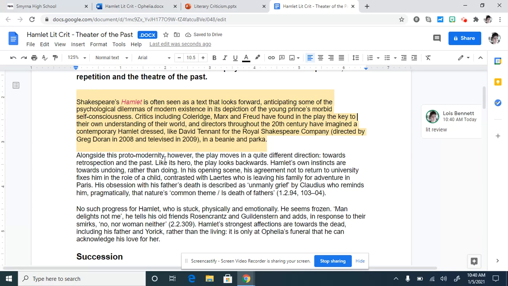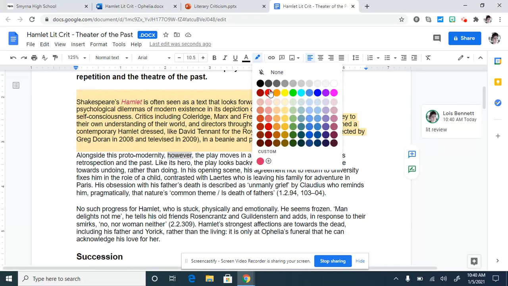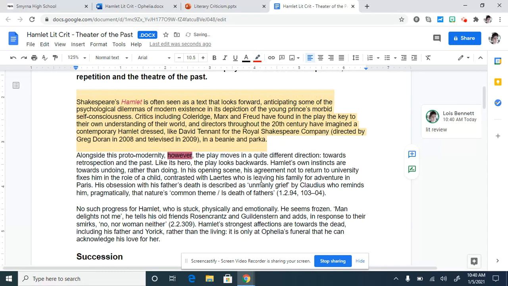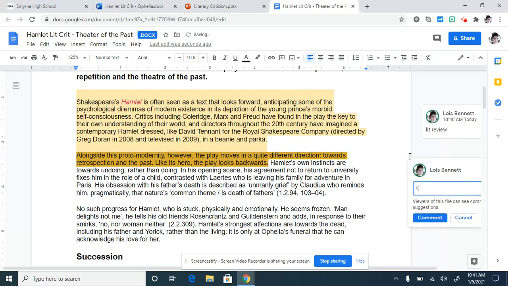Alongside this proto-modernity, however, there's a good example of a contrast word. The play moves in a quite different direction, towards retrospection and the past. Like its hero, the play looks backwards. This is actually the thesis statement of this article.